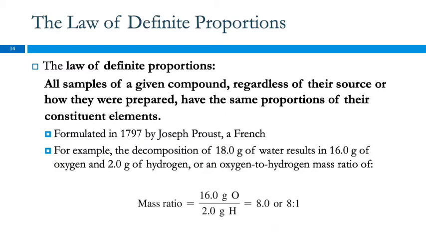If you took another sample of water from a different source, a different size, you decomposed it perhaps in a different way, and measured the masses of hydrogen and oxygen that you got out, the ratio would also be 8 to 1. Doesn't matter where that water comes from. Pure water always has a mass ratio of 8 to 1 for oxygen to hydrogen. That is the definite proportion. The proportion is definite, it's the same.